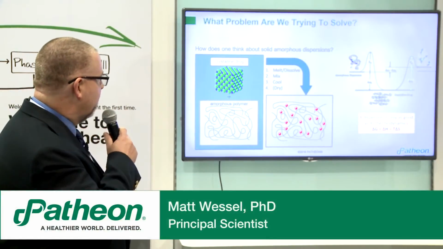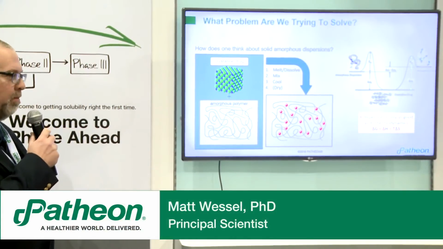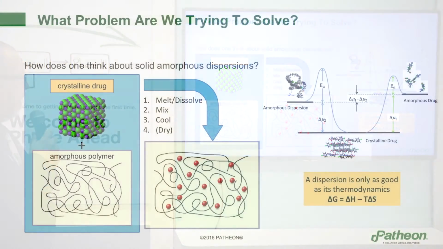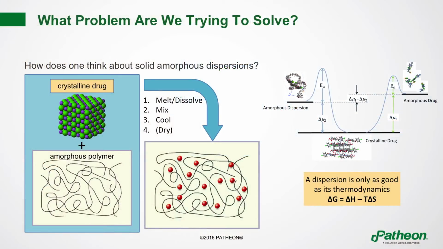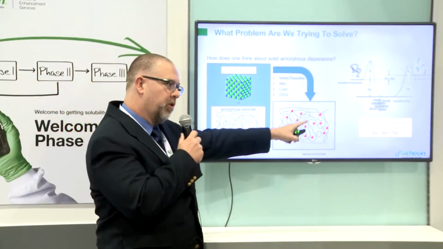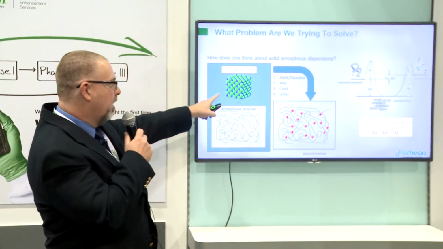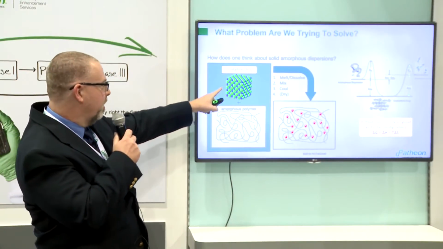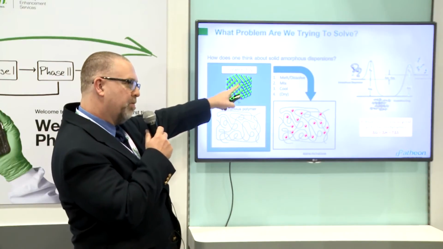All right, thanks, Sanjay. So I'll talk a little bit about the molecular modeling in a lot more detail. What you see here is a slide that describes the problem that we're actually trying to solve. So in a solid dispersion situation, we're taking this crystalline drug here and we're mixing it with an amorphous polymer to form this amorphous dispersion where all the drug molecules ideally would be individually dispersed within that polymer matrix.